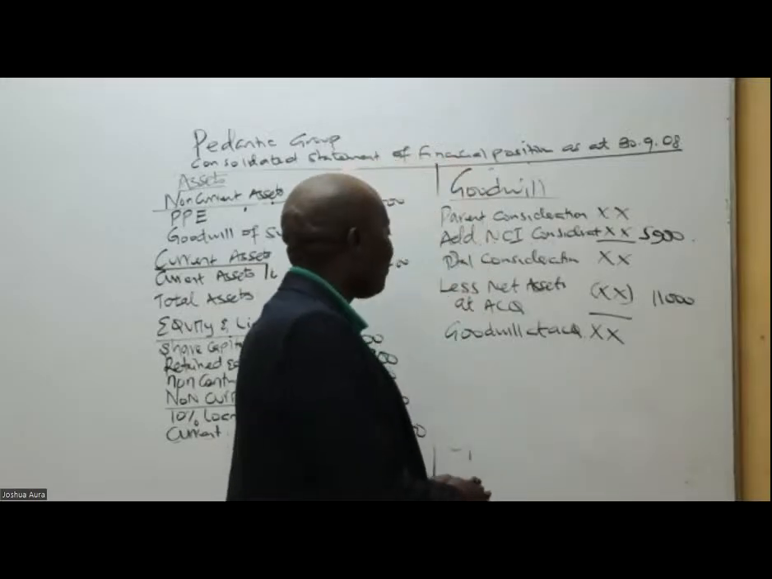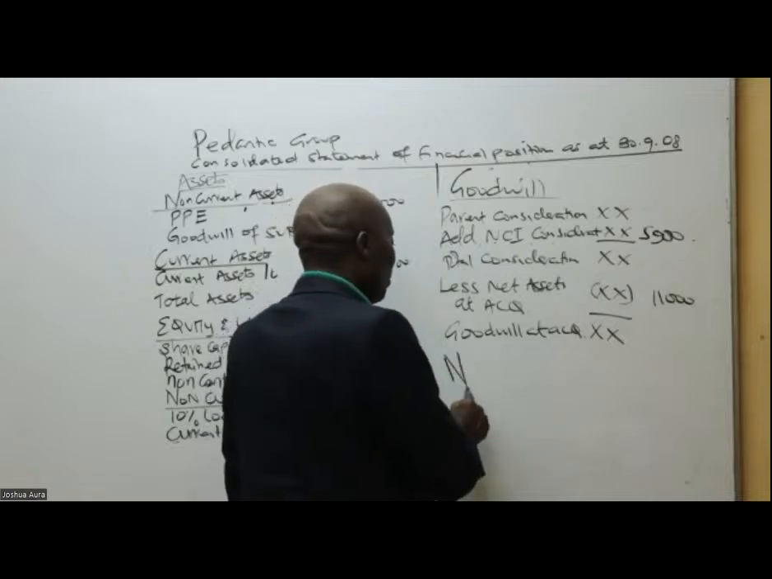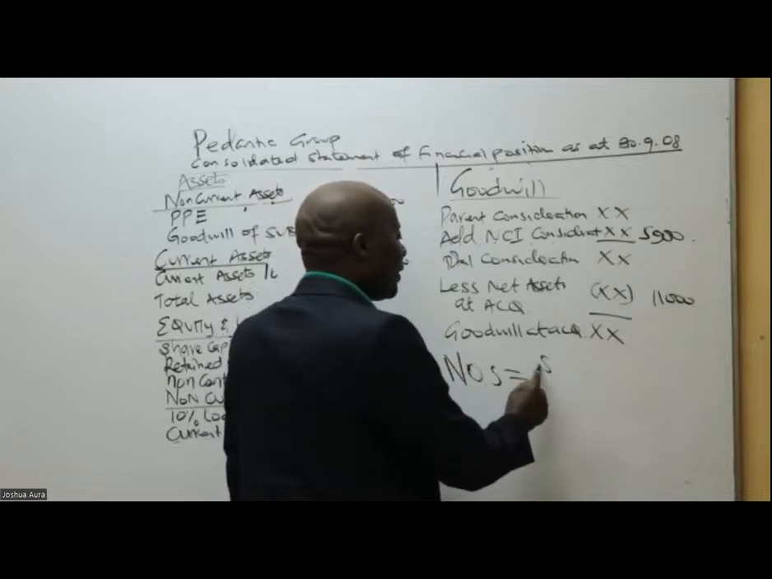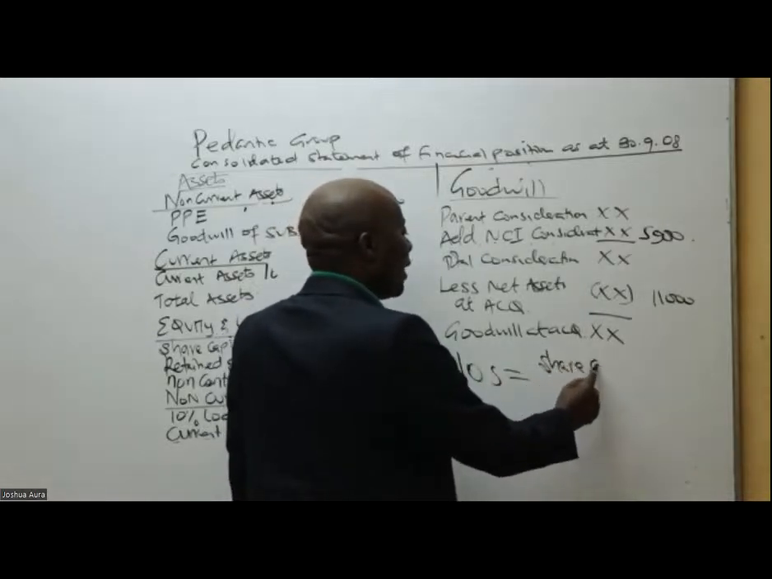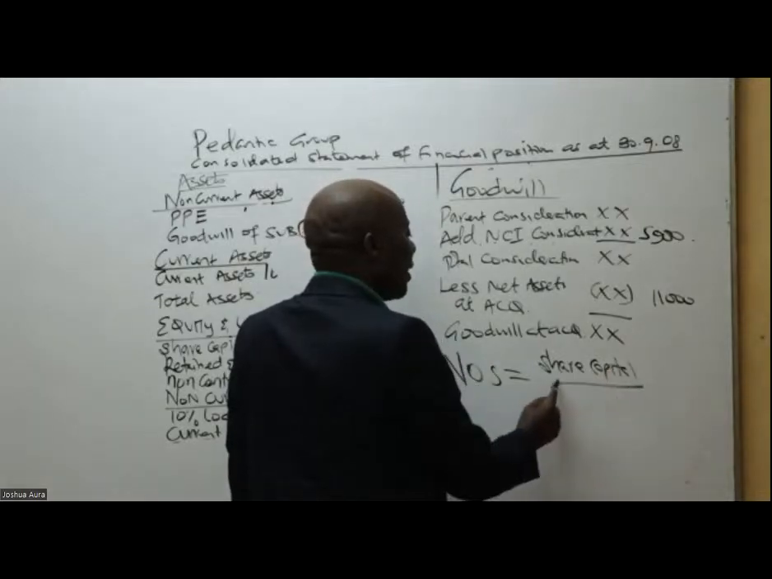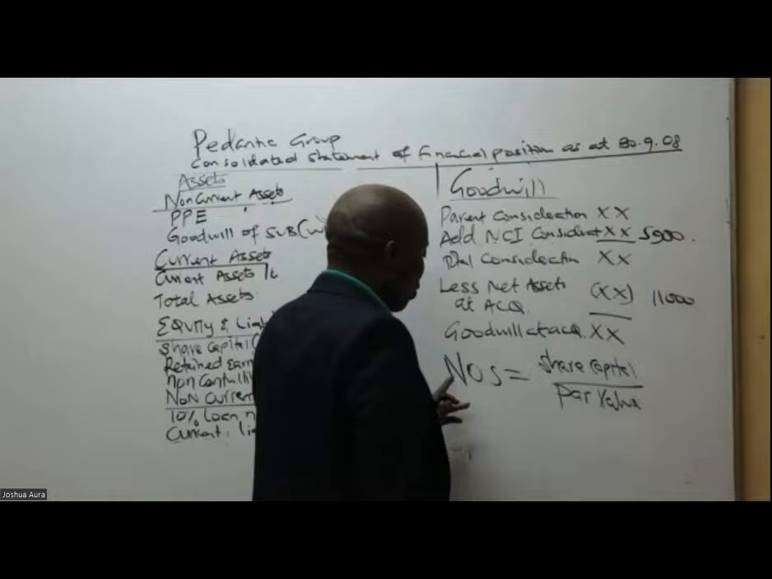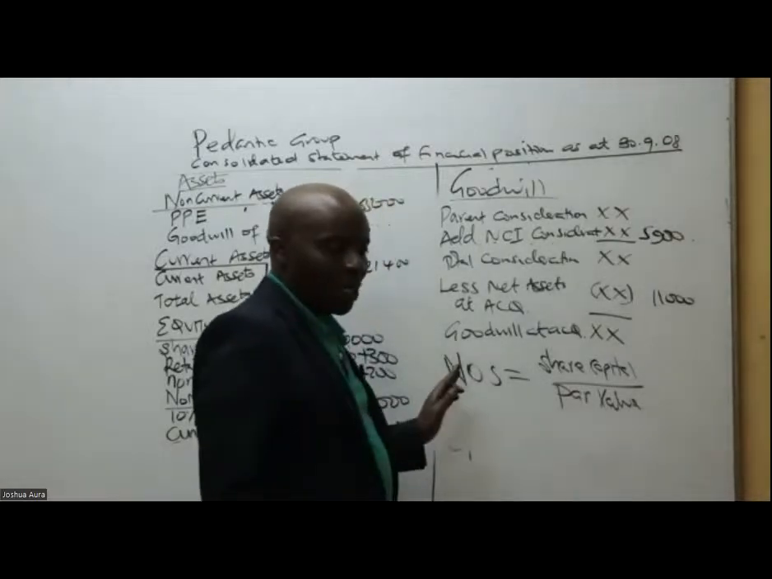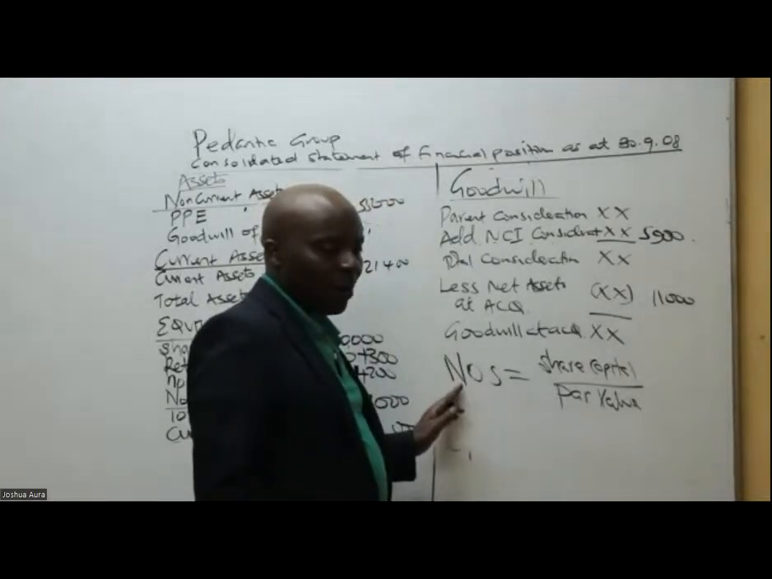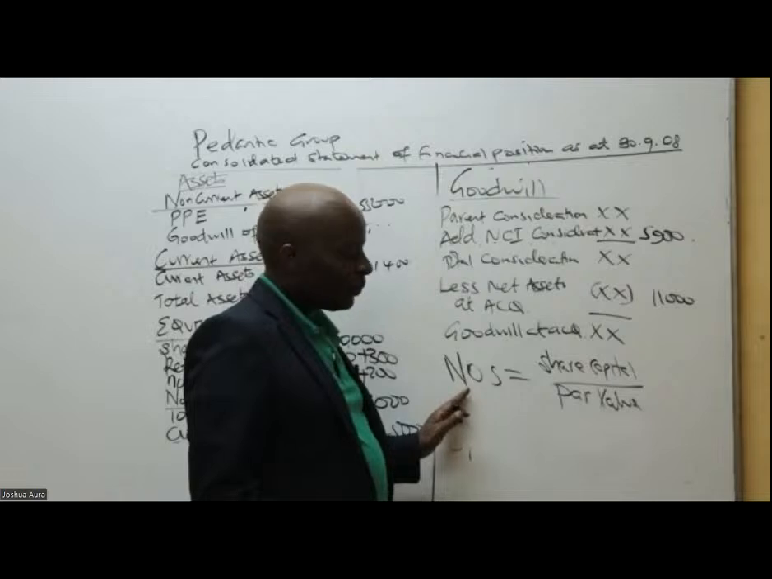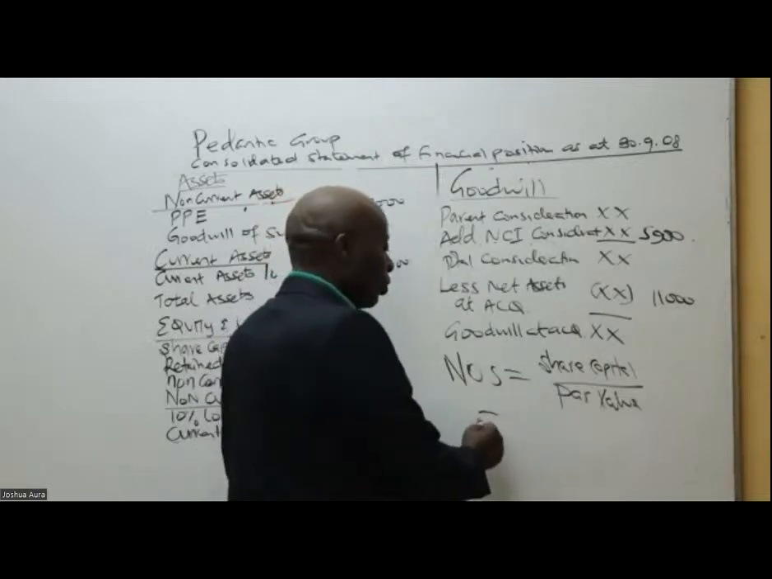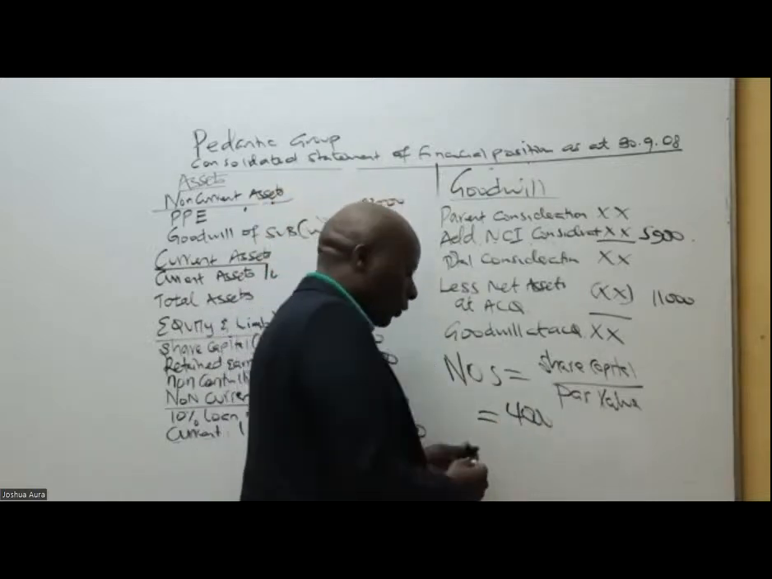They are telling us something very nice. To get what we popularly call the notes, we normally take the share capital divided by the par value. No stands for the number of ordinary shares. So you can see the share capital of this company is 4,000 of the subsidiary.